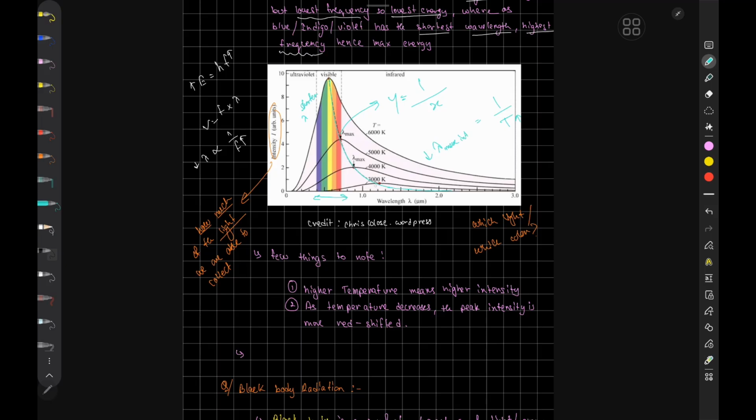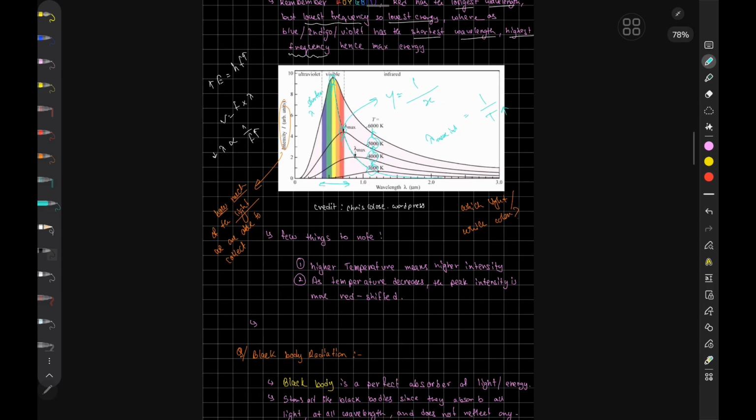Observe yourself. As you go from 3000 to 4000 Kelvin, your max intensity is coming at a lower wavelength. 4000 to 5000, max intensity comes at a lower wavelength. 5000 to 6000, max intensity comes at a lower wavelength. So it keeps shifting to the left as temperature increases. That is a shorter wavelength. So the relationship that we established is as my temperature increases, the max intensity wavelength decreases. That's very important, right?